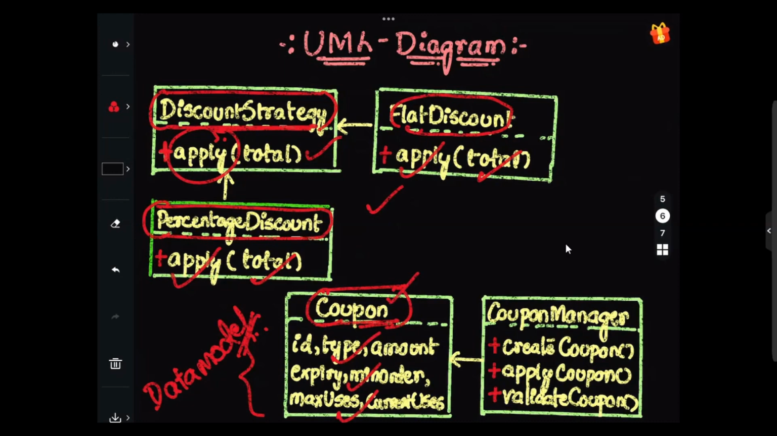Next, the final one, the coupon manager class, right? This consists of three methods, mainly create coupon, apply coupon, and the third one is validate coupon. So these three methods that we'll be making use of within the coupon manager class, and the coupon manager class is completely dependent on the coupon class.